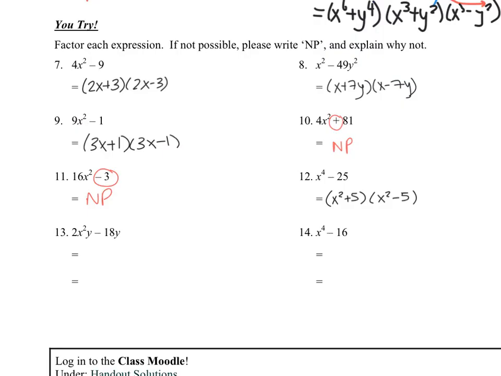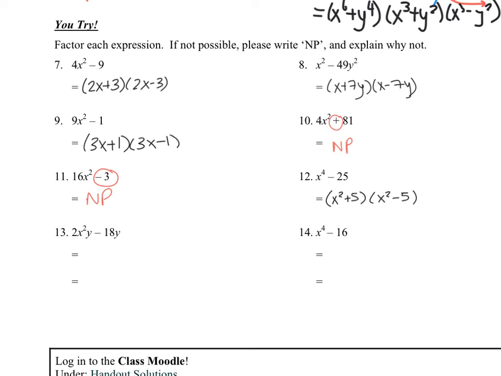Okay, so check your work. For the first one, you should have had 2x plus 3, 2x minus 3. For number 8, x plus 7y, x minus 7y, because you're square rooting both of the terms. The next one, 3x plus 1, 3x minus 1. Number 10 was not possible because it was a sum. Yes, they were perfect squares, but that doesn't matter. If it's addition, that's a no.